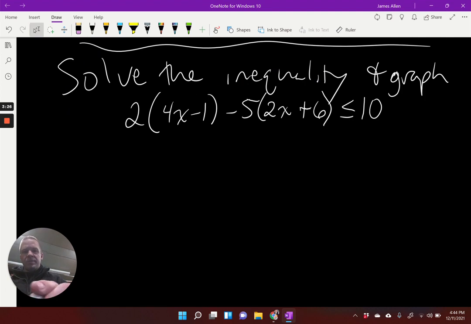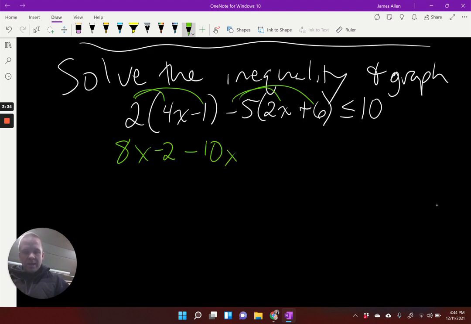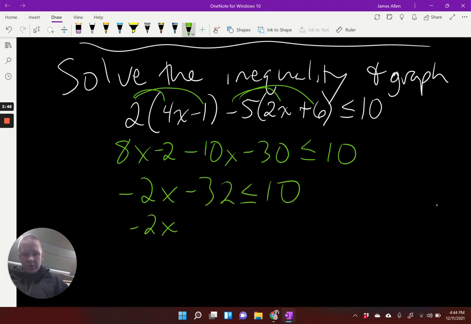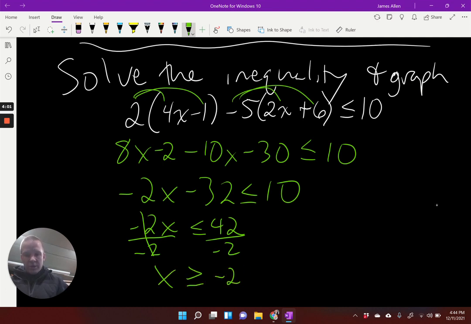All right, so first things first, I'm going to have to go ahead and distribute. So I'll have 8x minus 2 minus 10x minus 30 is less than or equal to 10. Combine my like terms, I get negative 2x minus 32 is less than or equal to 10. So negative 2x is less than or equal to, add 32, I get 42. And now I'm going to divide by negative 2. When you divide by a negative, or multiply by a negative for that matter, what do we have to do with our inequality? It needs to flip around. Then we get negative 21.